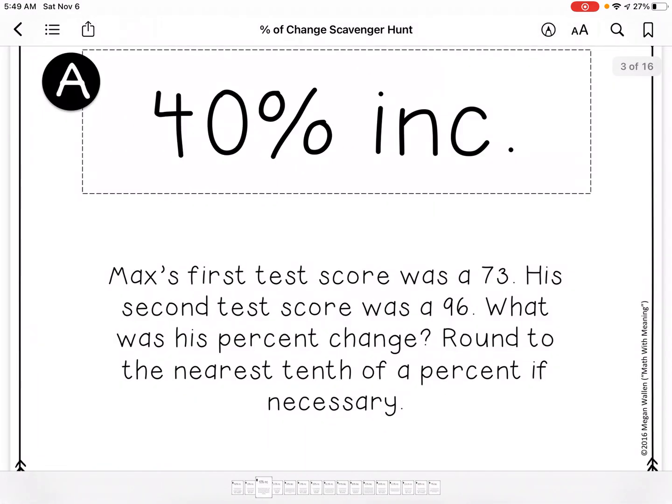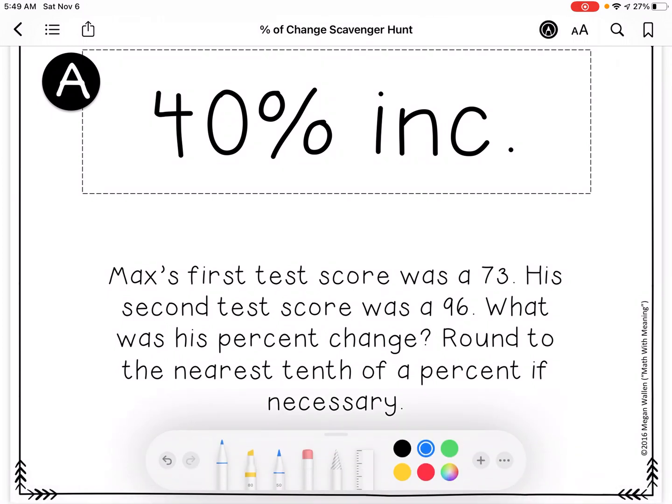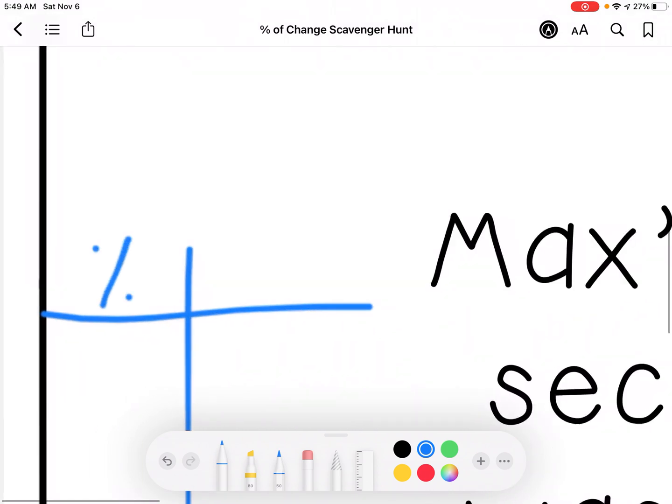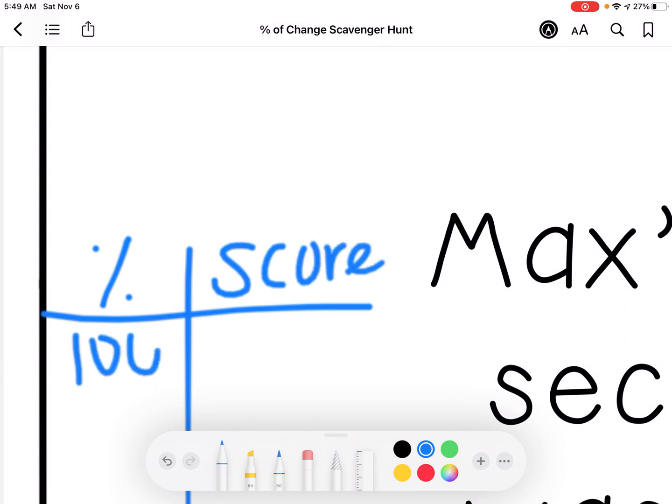Max's first test score was a 73. So that's my original. Whatever happened first is my original. That's the beginning amount. It's like the first flavor in a Pringles can. Remember how we talked about Pringles cans and the original flavor? So 100% is a 73.